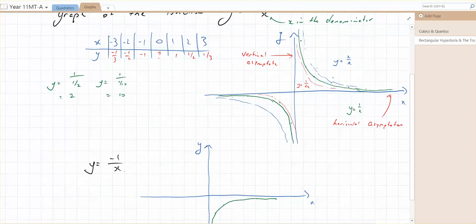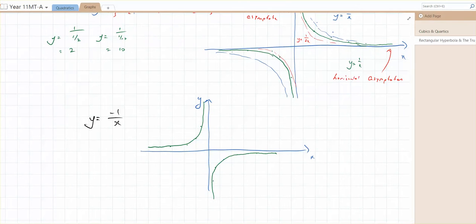What about x negative? Put in minus 1. Minus 1 over 1, well that's now positive 1. So minus 1 goes to positive 1. Minus 2 goes to positive a half. Minus 3 goes to positive a third. See what's going on here. Minus a half goes to positive 2. This is my minus 1 over x. So these are my negative quadrants for the hyperbola, and these are the positive quadrants.